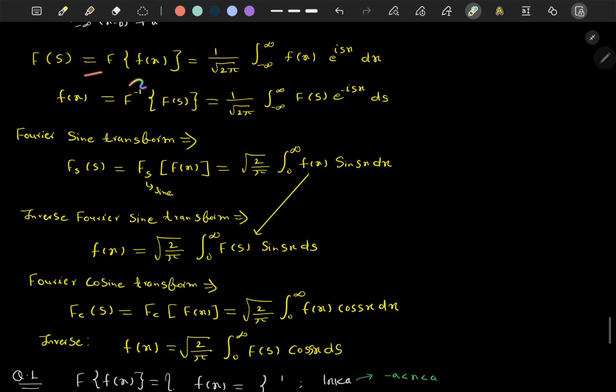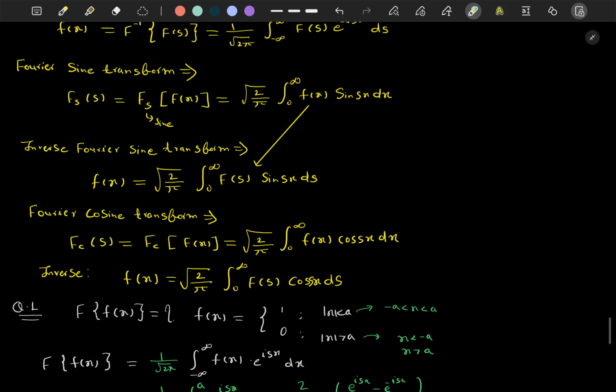Now F of s, the Fourier transformation of f of x, will be 1 over root 2 pi, minus infinity to plus infinity, f of x e raised to the power iota sx dx. Okay, so f of x equal to F inverse of F of s, 1 over root 2 pi, minus infinity to plus infinity, F of s e raised to the power minus iota sx ds. Okay, this is the Fourier transform and this is the inverse Fourier transformation. Here e raised to the power iota sx and here e raised to the power minus iota sx ds.